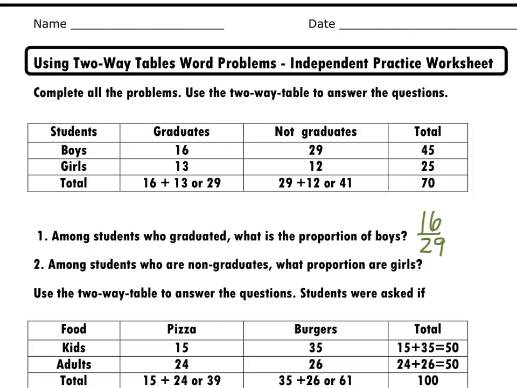Next one, among the students who are not graduates, and here's the ones that are not graduates, what proportion are girls? So we have a total of 41 not graduates, and there are 12 of those that are girls. Let's look at another one.